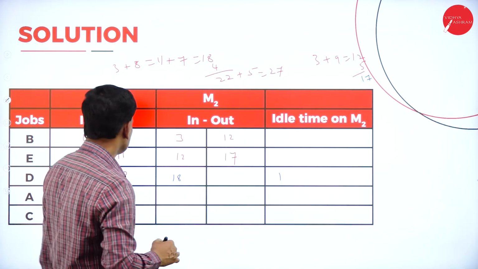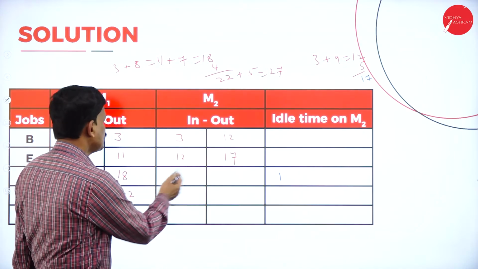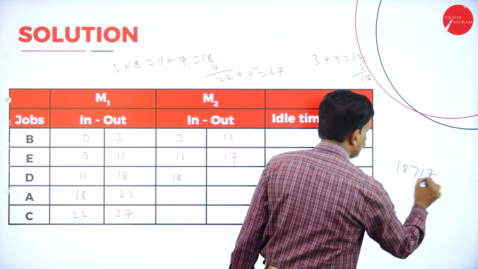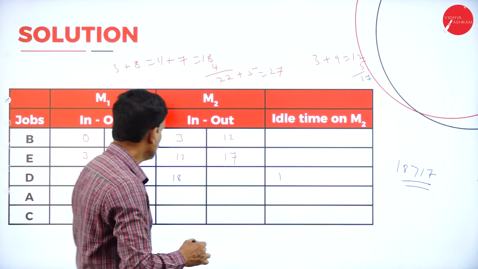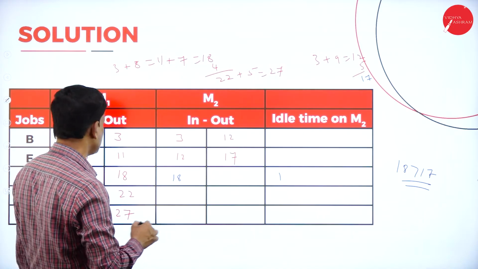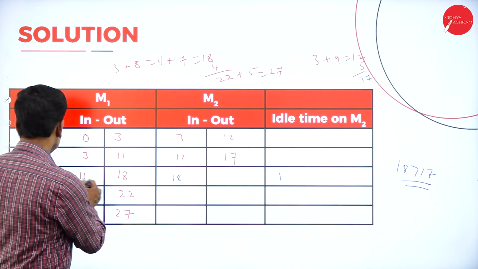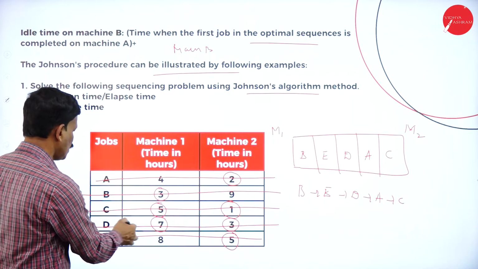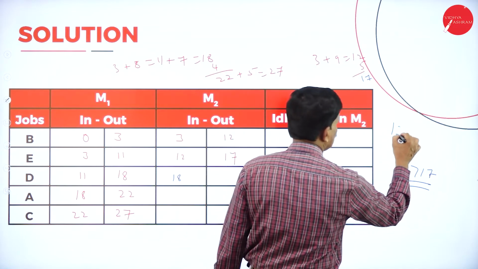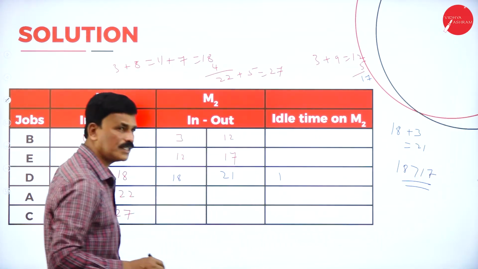Okay. Now see here, I'll explain once again. Here this 18 is greater than 17. We have to wait for 1 hour. So therefore the idle time of this machine M2 for D is 1 hour. So 18, and corresponding to this 18, what is the value of D we have? 3. So 18 plus 3. What is this? 18 plus 3 is equal to 21. So the out time will be 21.